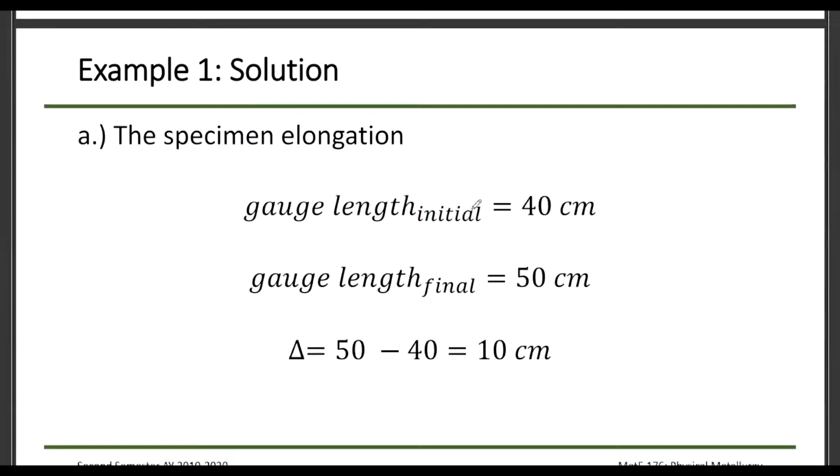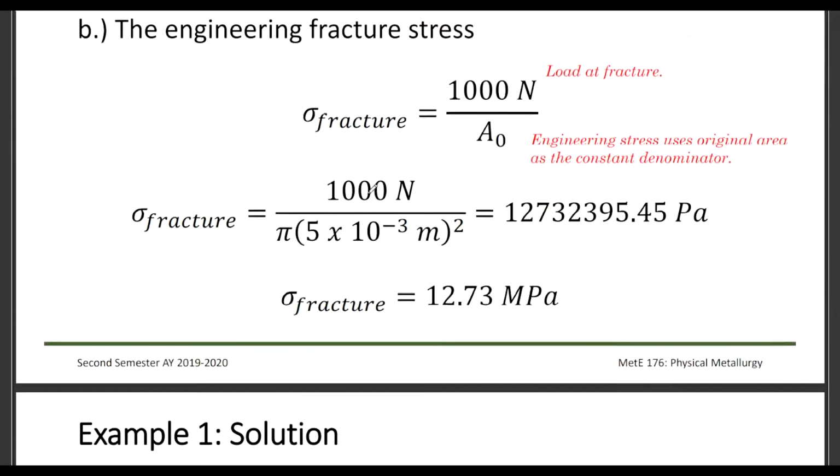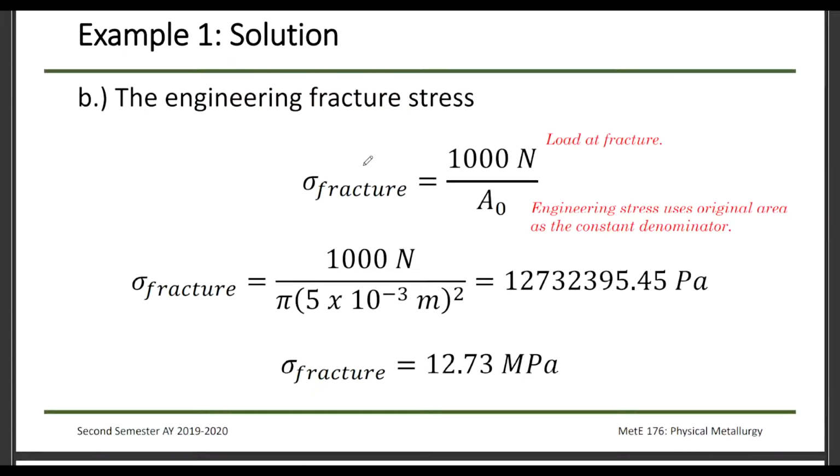The specimen elongation is fairly straightforward, no? Just compute the final gauge length minus the initial gauge length, which gives you 10 millimeters. So that's your delta L. Engineering fracture stress is just the load at fracture, which is 1,000 newtons. Since this is engineering stress, we just use the initial area, no? So we do not take into account the instantaneous stress. Okay? So just A naught.